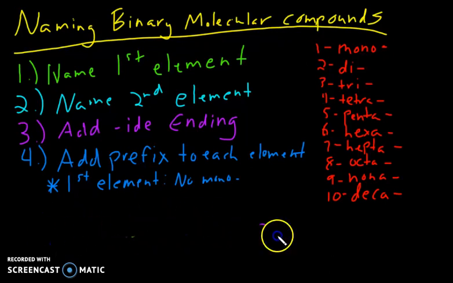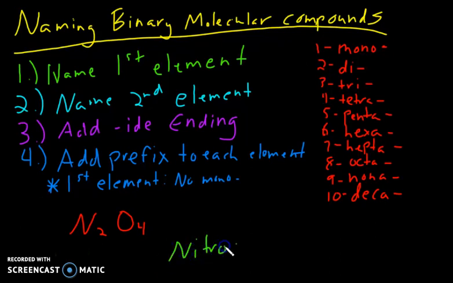So, pretty simple. We're going to do one more example. Our second example is N2O4. Going through all our steps again, our first step is to write the name of the first one, which is nitrogen. Our second step is to write the name of the second element, which is oxygen. Our third step is to add the IDE ending, so we go from oxygen to oxide.